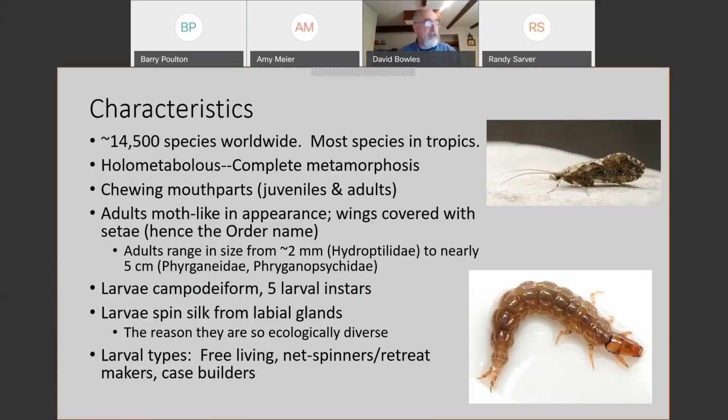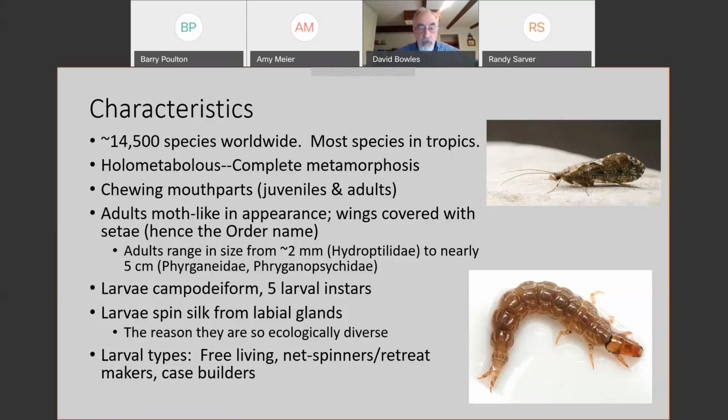The adults range in size from about 2 millimeters, which are the Hydroptilidae or the microcaddisflies, to nearly 5 centimeters in some of the Phryganeidae that are present in Southeast Asia. We have Phryganeids here in the Ozarks, which we'll talk about here momentarily. The larvae are what we call campodeiform, and rather than try to describe that, there's a picture of a Rhyacophilidae larva, and they're kind of sprawling.